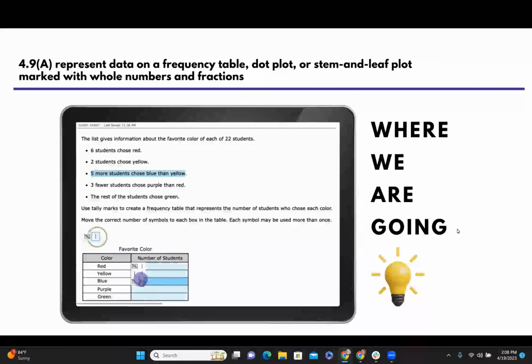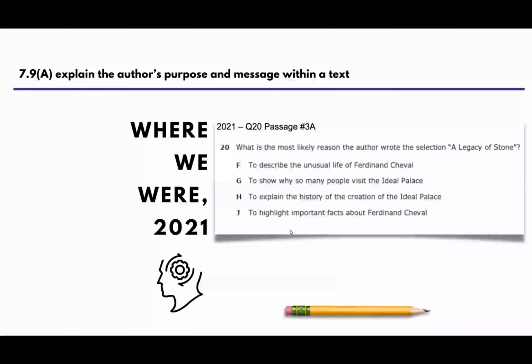All right, let's go back to not too far ago, 2021. So here we have an RLA item asking students to explain the author's purpose and message within a text. Here we have the dreaded rote question that yields little to no context into why our students chose the answer they did and what their thinking is.